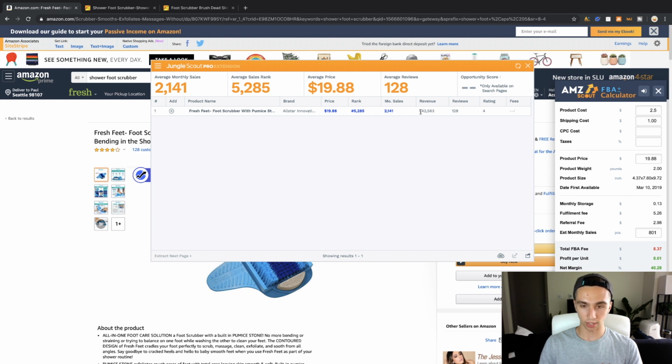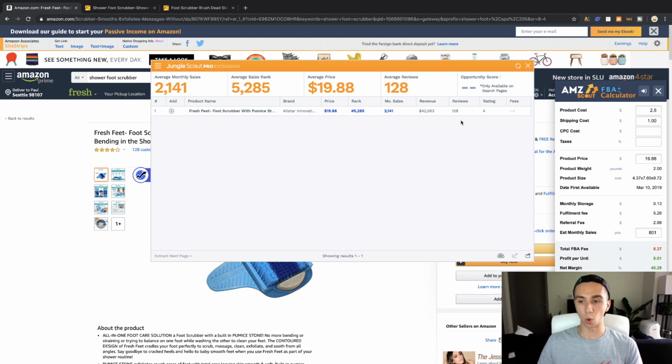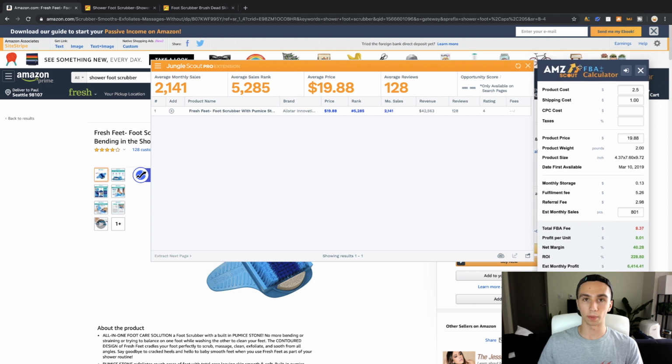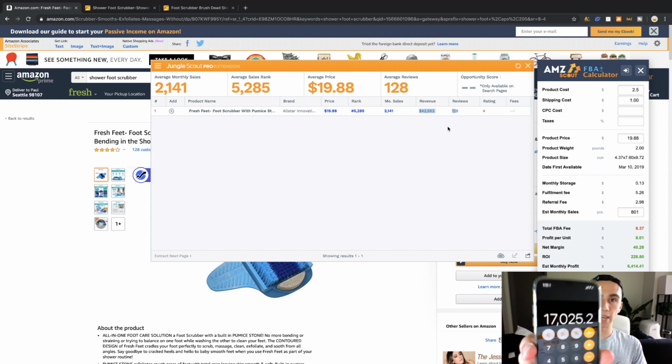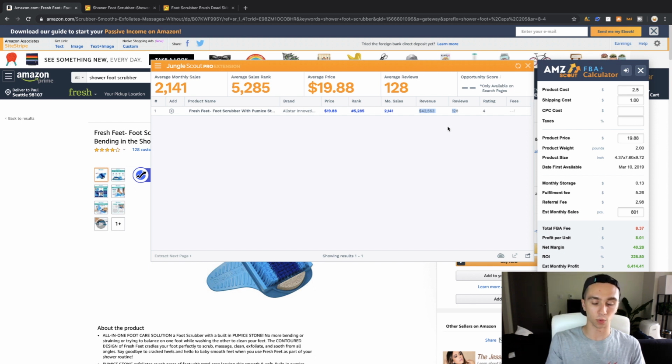42,563. Now you're going to multiply that times 0.40. So that would be 40%. If it was 60%, it'd be 0.60. If it was 37%, it would be 0.37. So that means out of a $42,000 revenue month, they're actually going to make $17,000 per month. That's not too bad for one product. I would love to make $17,000 per month from one product. Haven't gotten there yet. I will in the future.